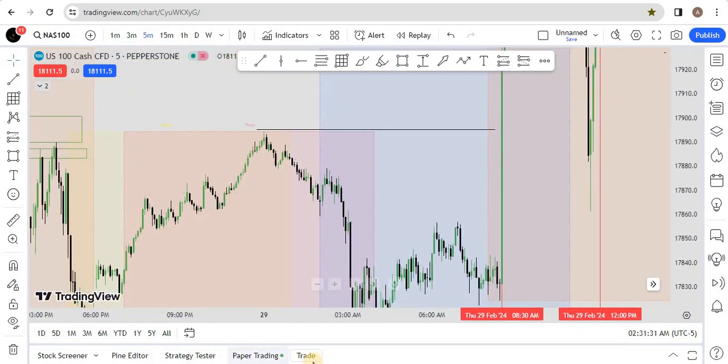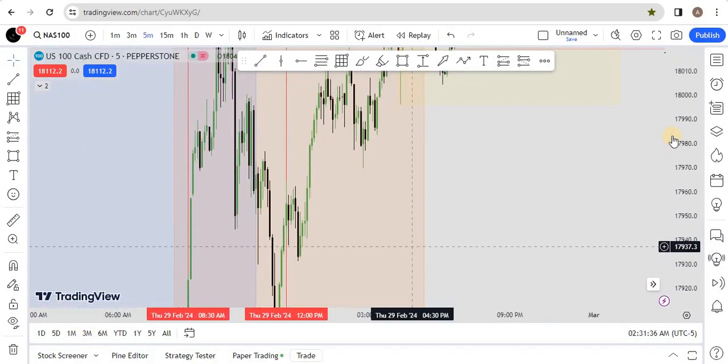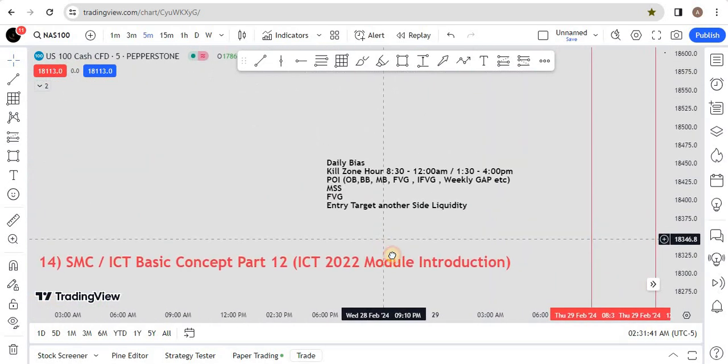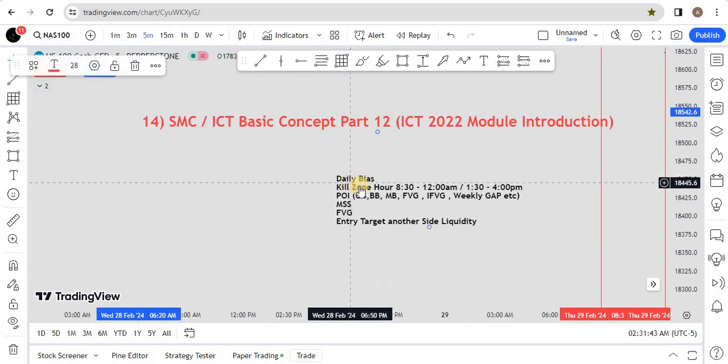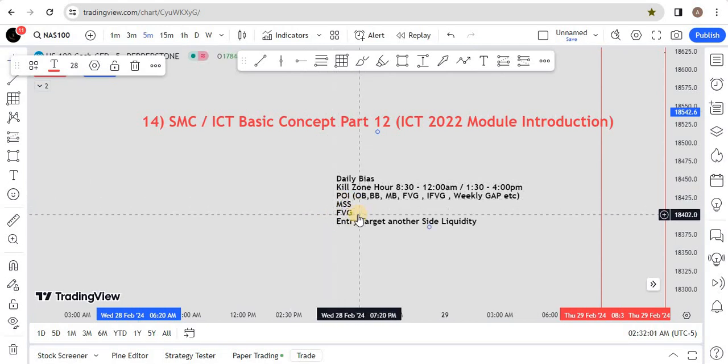Okay, I will explain more examples in the coming videos, so don't worry. Okay, so just practice on it. The first and most important thing is you need a bias, a daily bias. After the daily bias, you have to wait for kill zone hours, price tapping on some sort of POI, order block, fair value gap, inversion on a daily, on your higher time frame. It can be your 1 hour, it can be your daily, it can be your 15 minute if you are using 1 minute. Okay, then you wait for market structure shift, fair value gap, entry, target another side liquidity. 1 to 2 risk to reward. That's all.